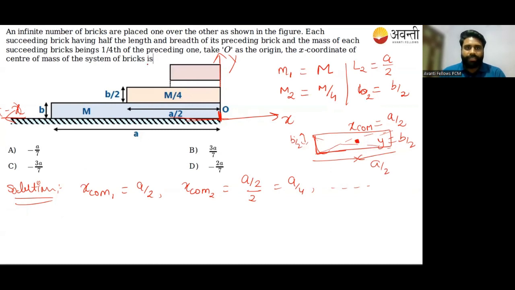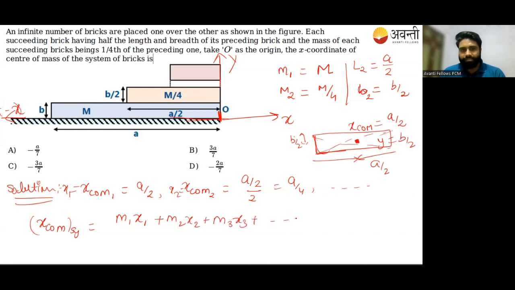Now what is the formula for the center of mass of the system? The x center of mass of the system is equal to m1 x1, where x1 is the first coordinate of center of mass, plus m2 x2 plus m3 x3 plus up to n, divided by the total mass m total. Here m total is capital M, you can say, because mass is constantly decreasing and there are infinite number of bricks placed.